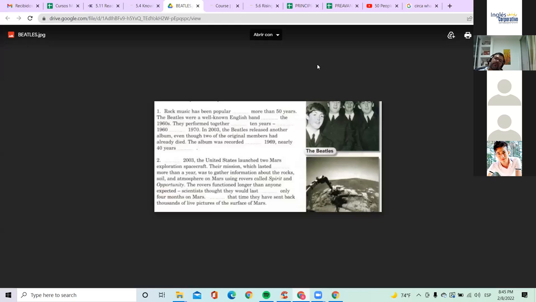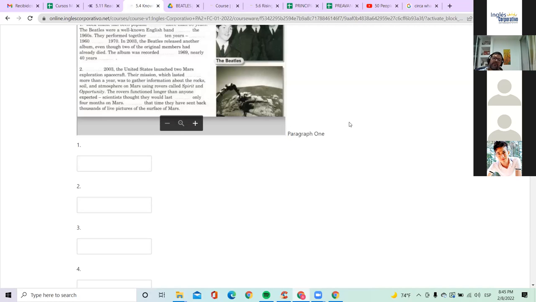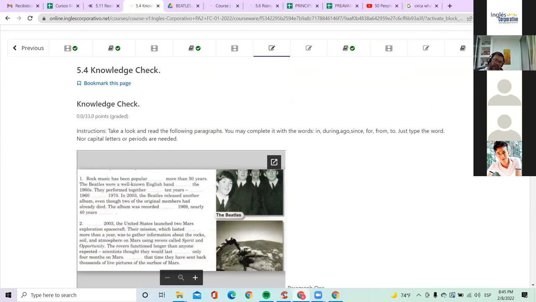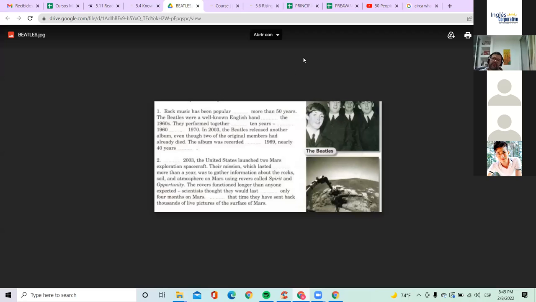For the sake of time, por tiempo, I will read it and you will tell me the word that you think should go in the blank, right? So I will take these words and I'll take them here so that you can easily see them. Those are the words we'll be using. And I'll start reading and stop so you can tell me the word that we need. Okay.